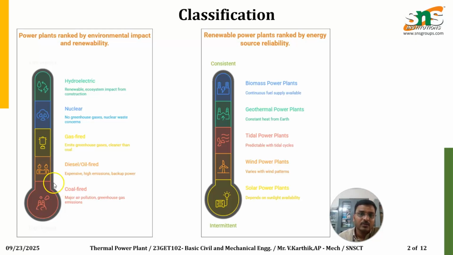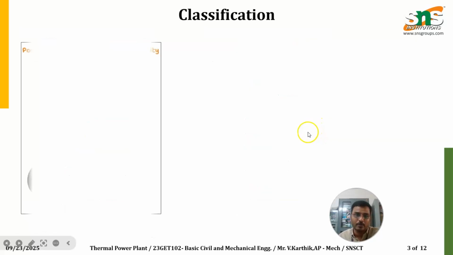the thermal power plant. Here the classifications are based on the environmental impact: hydroelectric, nuclear, gas-fired, diesel, oil, and coal. The coal that we use is for the steam power plant. And there are renewable power plants like biomass power plant, geothermal, tidal, wind, and solar power plant. These are all the classifications of the power plant.